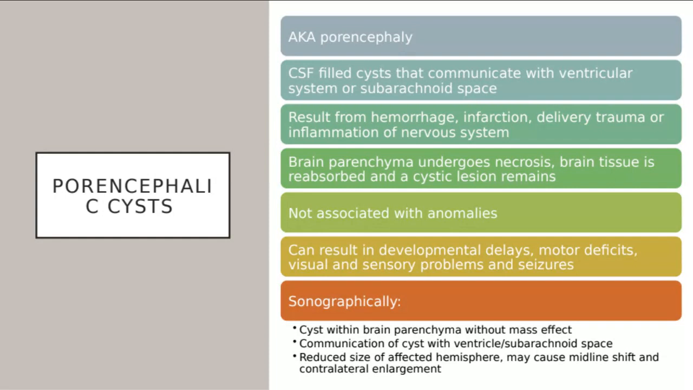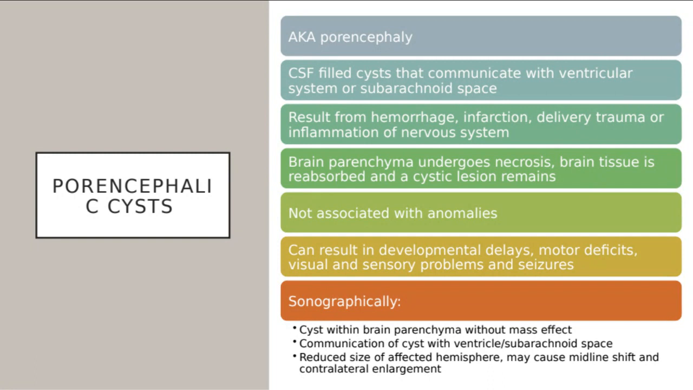So basically, we have these cerebral spinal fluid cysts that communicate with the ventricular system or the subarachnoid space. When we remember from our ventricular slide, the subarachnoid space is one of the last places that the CSF goes out to, right? So it gets trapped in these layers of the brain tissue and results in this collection of CSF.